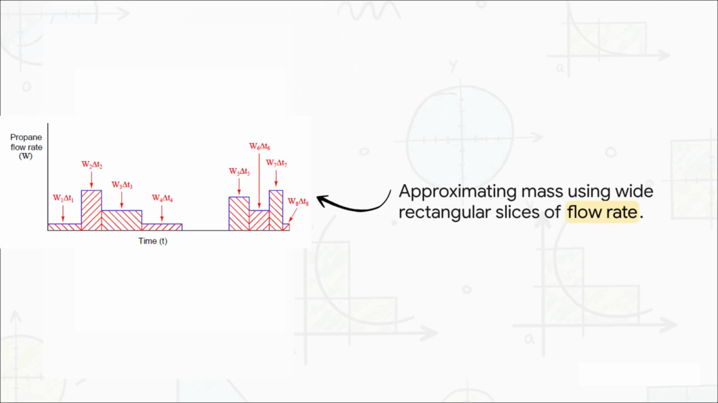What if the flow rate isn't perfectly constant? What if the appliances in the building are turning on and off? Well, if the flow rate changes over time, we can approximate the total propane used by treating each period of constant flow as its own wide rectangle. The width is the time interval, and the height is the flow rate. By summing up all those blocky slices of area, we get a really solid approximation of our total mass used.